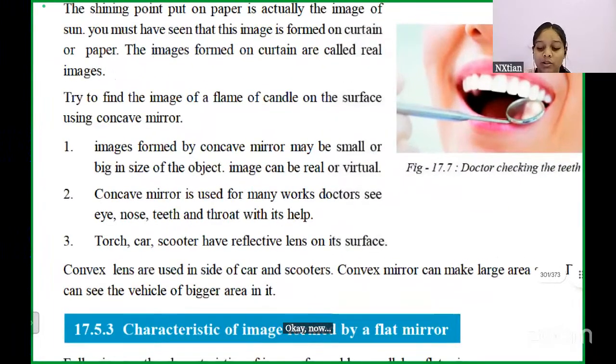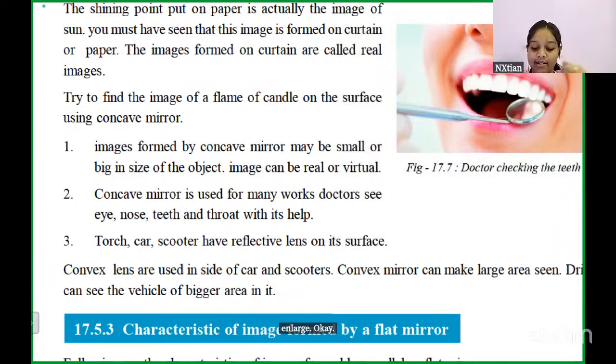Now, the images formed by a concave mirror may be small or big in size, and the images can be real or virtual. Concave mirrors are used in many places. Doctors, for example, see the eye, nose, teeth, and throat using a concave mirror so that they can enlarge it and see. With the help of the concave mirror, they can see it enlarged.